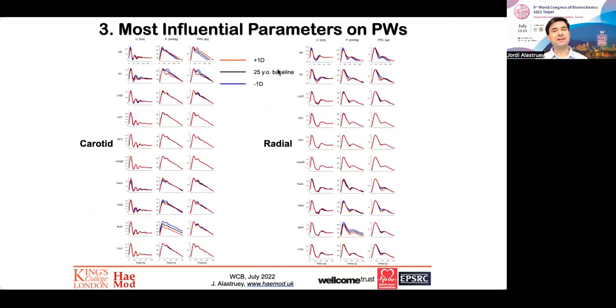Third, we identified the parameters, one per row in the figure, that strongly influence pulse wave, by increasing in blue and decreasing in red each parameter independently by 1 standard deviation from its baseline value, and then assessing the corresponding changes in pulse wave morphology. For example, at the carotid artery on the left and the radial artery on the right.